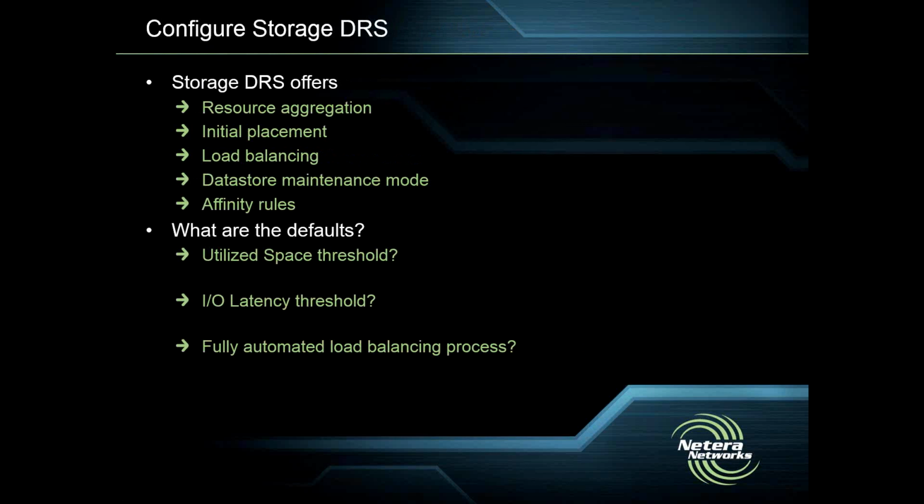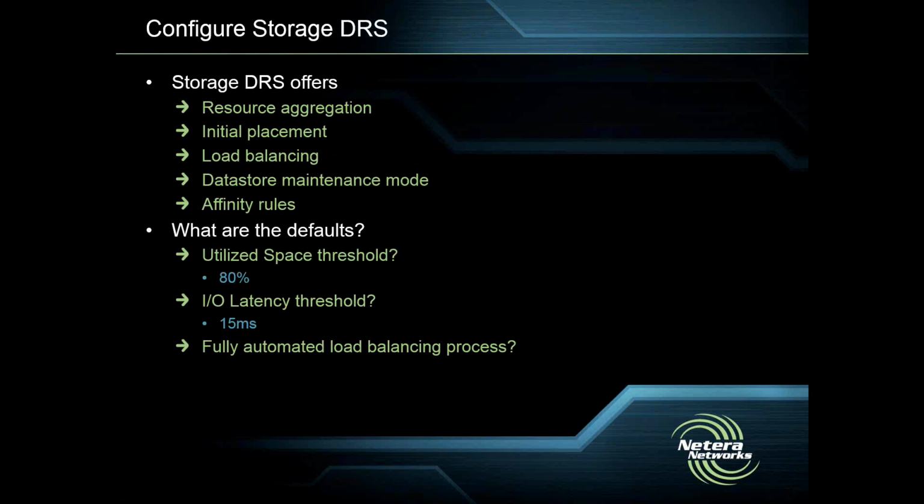Okay. So what are the defaults for utilized space in a data store cluster? Default is 80%. So storage DRS won't automatically place a VM on a particular data store if it's at or over 80% capacity, right? It'll find another data store to put that VM on. The I/O latency threshold by default, and again, these are configurable, you're not stuck with these.